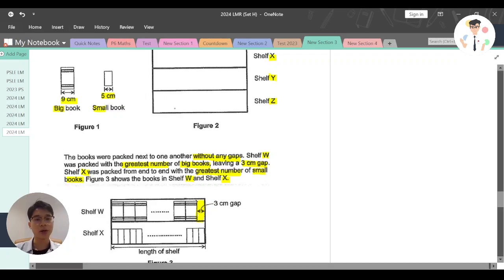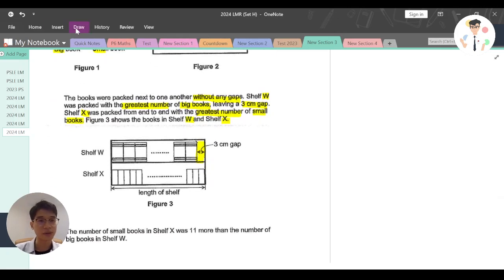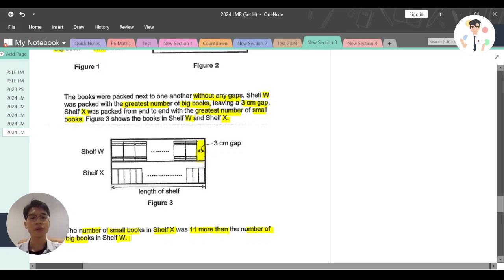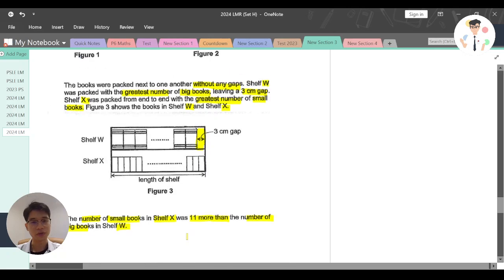Okay? Now, let's look at the question. We are given another tip saying that the number of small books in shelf X was 11 more than the number of big books in shelf W. Okay? And question A asks, what was the length of shelf X? Length of shelf X.